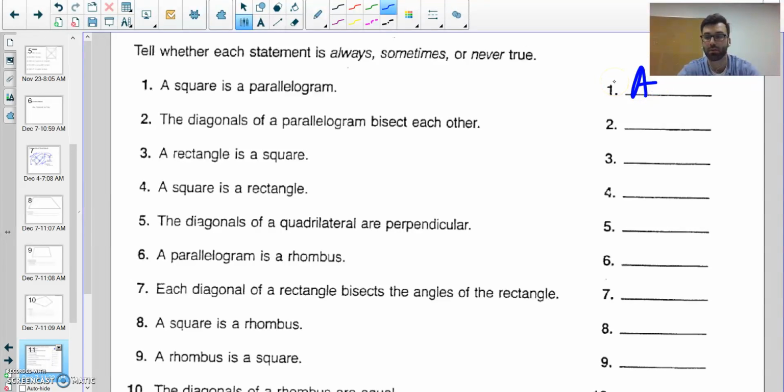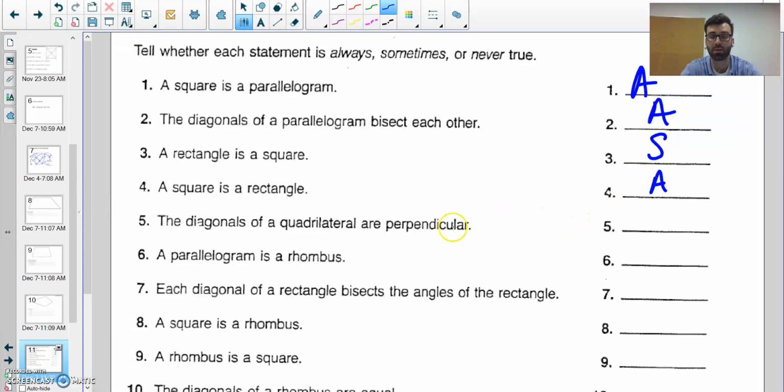The diagonals of a parallelogram bisect each other. So these 10 problems are going to test your knowledge of the shapes. The diagonals of a parallelogram always bisect each other. A rectangle is a square. That's moving down the flow chart, so that's sometimes. A square is a rectangle. That's moving back up. Always.